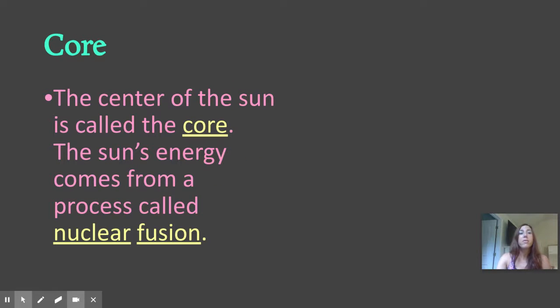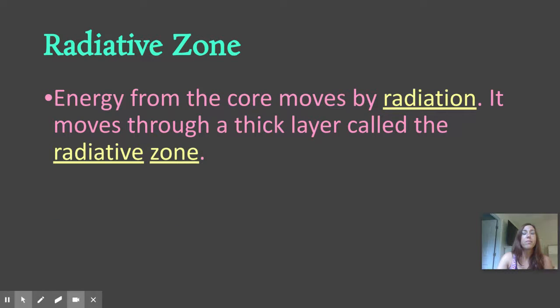The center of the sun is called the core. The sun's energy comes from a process called nuclear fusion. And the energy from the core moves by radiation. It moves through a thick layer called the radiative zone.